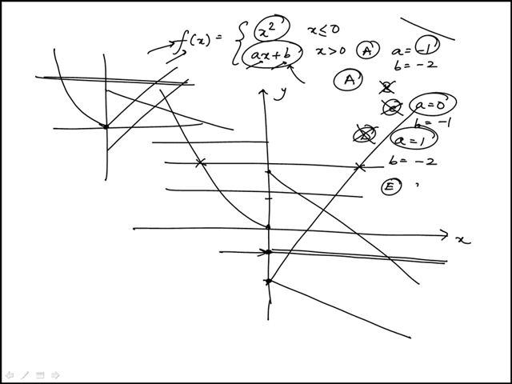And finally, for E, a is 1, b is 2, positive slope, positive y-intercept, so something like this. Again, here there will be 2 intersections. So E is out, and the answer, as I said earlier, is A.